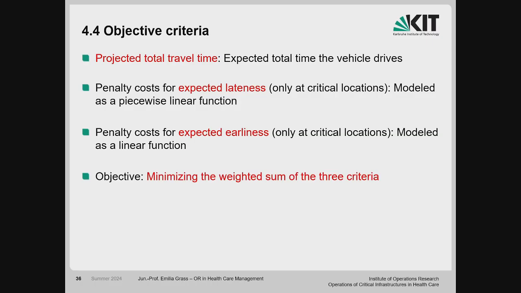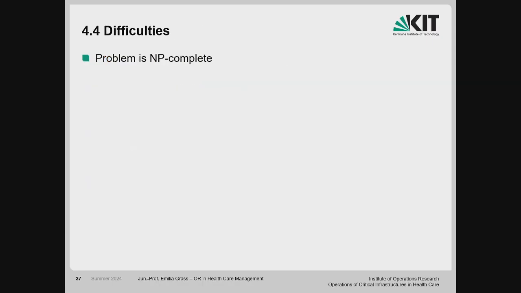So the objective is, and that was absolutely correctly formulated, we minimize the weighted sum of the three criteria. So the next question is how to set the weights. But this is the problem of the decision maker. So the hospital has to decide what their priority is. Okay, so the problem is still that this dynamic problem is still NP complete.